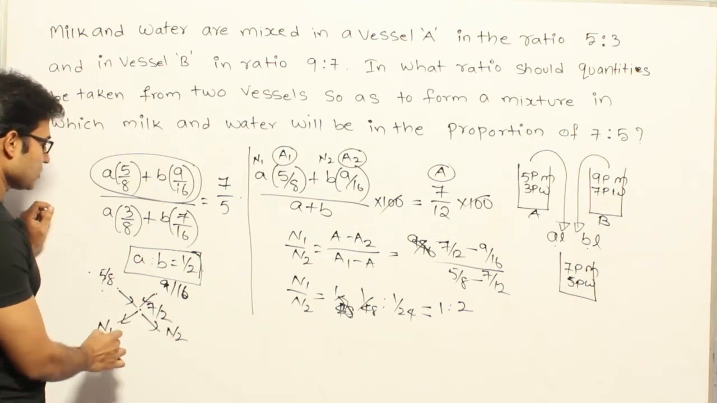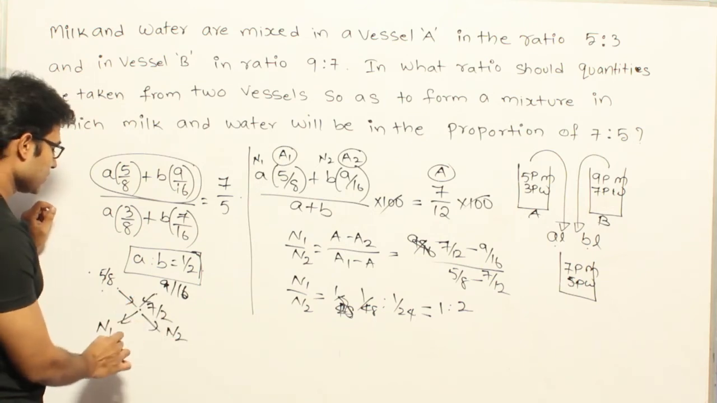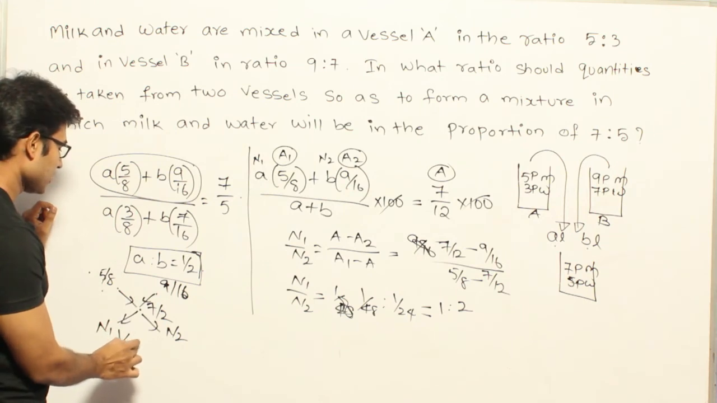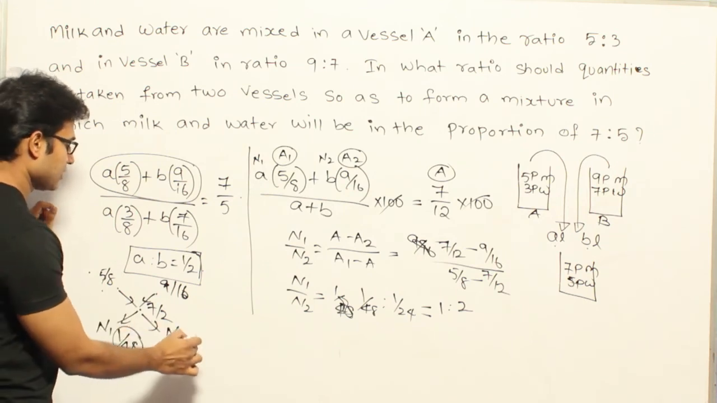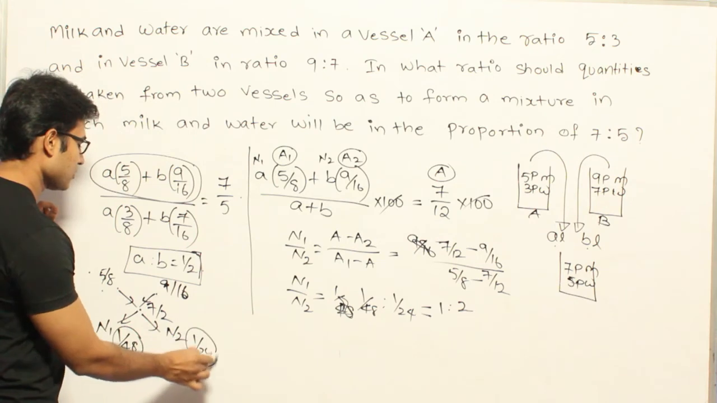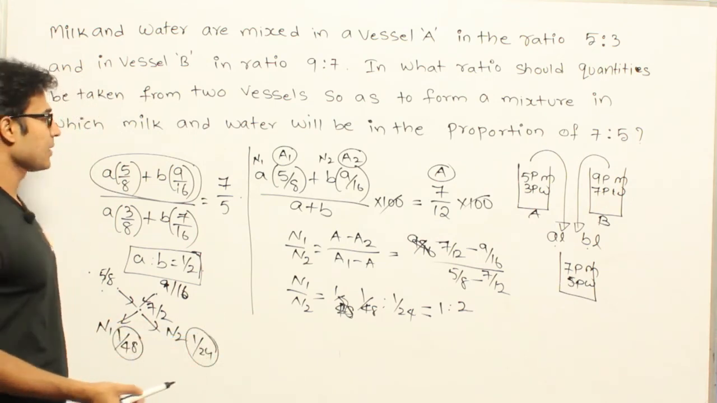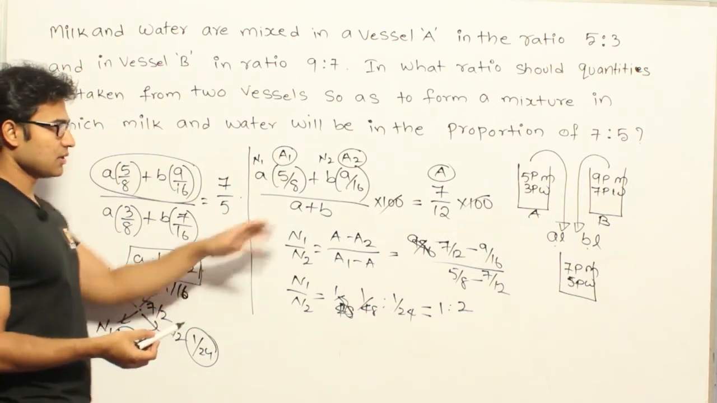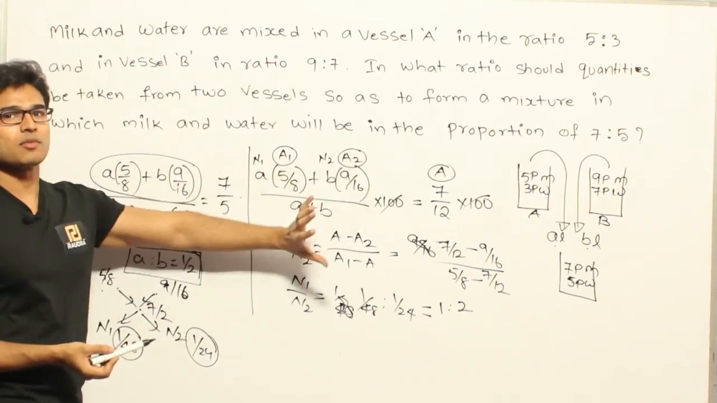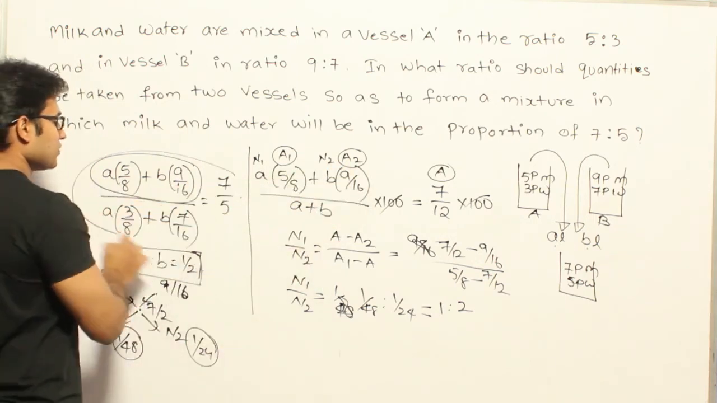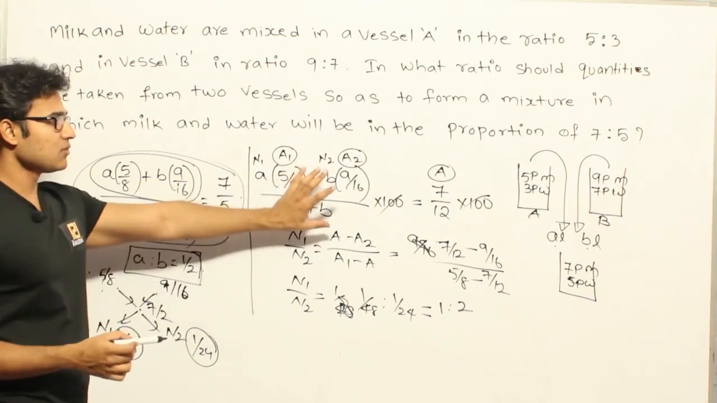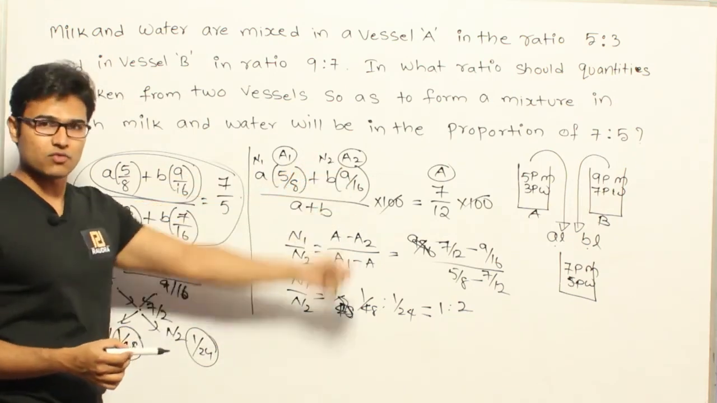So N1 is to N2: if you take the difference and write it here, it is going to be 1 by 48. If you take this difference and write it here, it is going to be 1 by 24. Now N1 is to N2 equals 1 is to 2. Even here you are going to get the same. So if you don't remember any of these formulas, or don't want to apply them, you can directly solve it this way. But if you remember the formula, solving it that way will make it a bit faster.